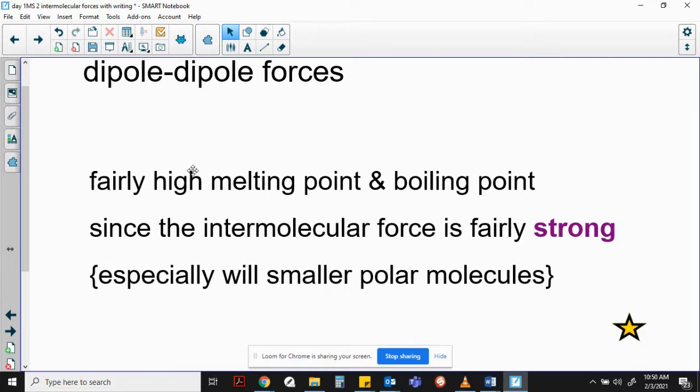So dipole-dipole forces have fairly high melting and boiling points since the intermolecular force is fairly strong, especially with smaller polar molecules. So know that although they're fairly strong, they're in that mid-range, knowing that they're not as strong as that ionic crystal, but they're also not as weak as that London dispersion.